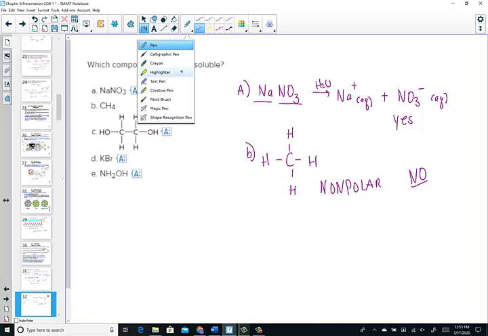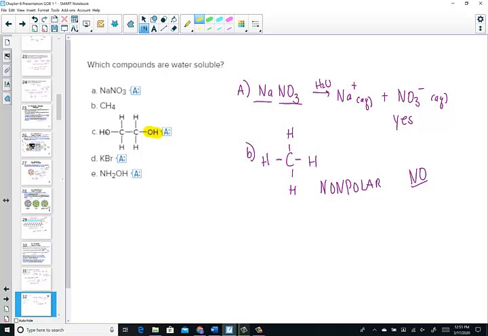Letter C, already drawn for us, gives us a couple of exciting areas over here, doesn't it? A couple of OH groups there, meaning that this is a very polar portion of the molecule. This is also a very polar portion of the molecule. Yes, this will form a solution with water, which is also polar. Remember, water, all kinds of HO bonds.